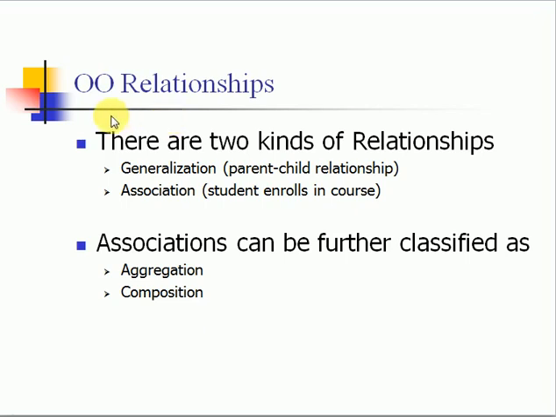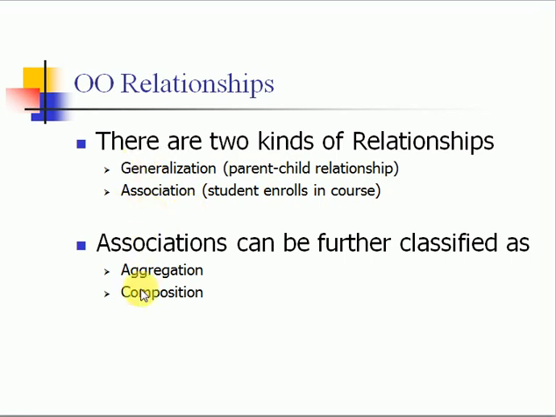Next one is object-oriented relationships. There are two kinds of relationships: one is generalization and another one is association. Generalization is a parent-child relationship, whereas in an association, for example, a student enrolls in a course. It is an example for this one.